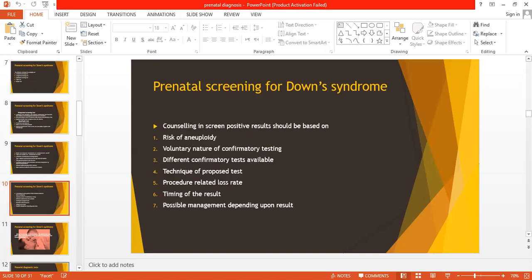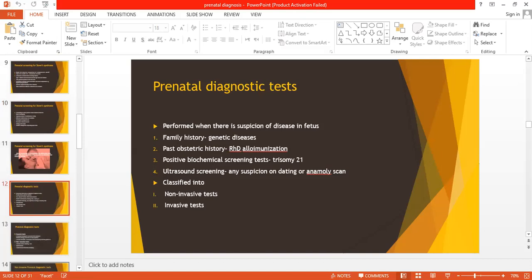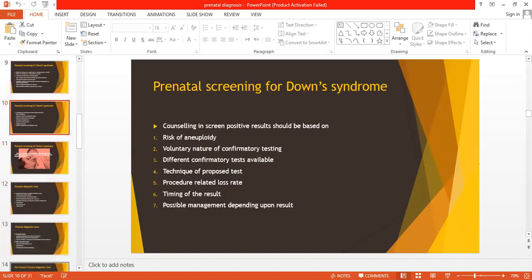And you also explain to them the timing of the confirmatory test result, when will a confirmatory test give you a result, and what could be the possible management depending upon the result. If the result confirms that the fetus has Down syndrome, how will you proceed? How will you counsel the patient? You will give them the options of termination or continuation of pregnancy, and you will support them in their decision.